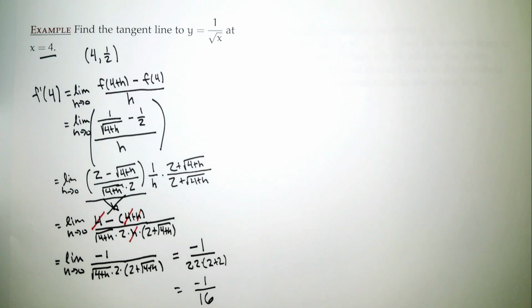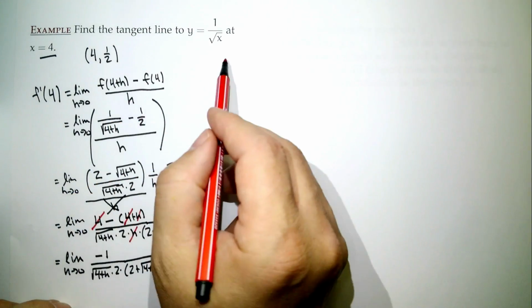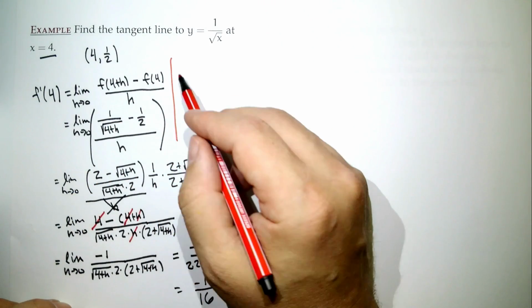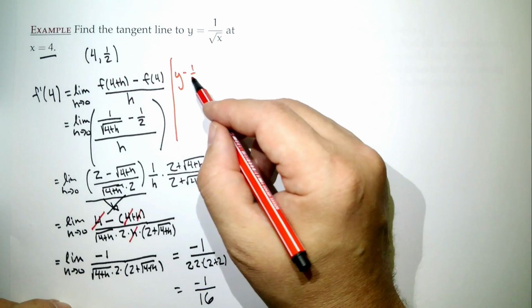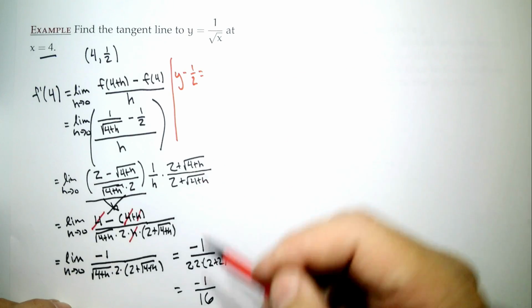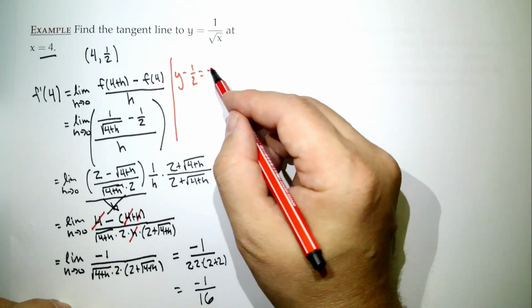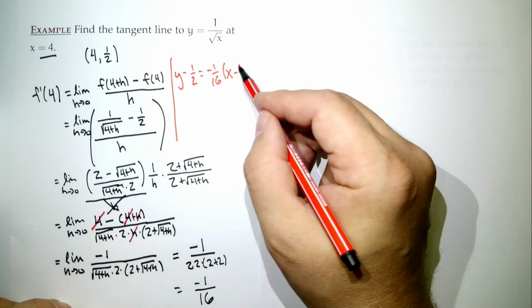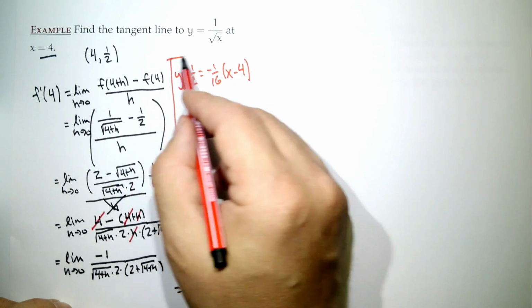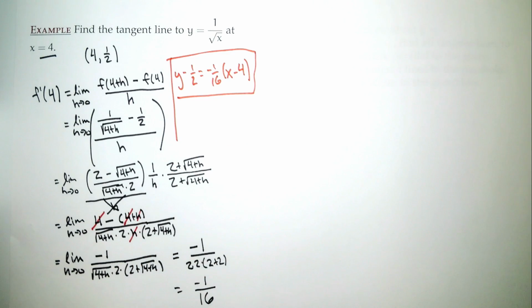But we're close because we have our slope and we have our point. And we put the two of them together. So y minus the y-coordinate, which is 1/2, is equal to our slope, minus 1 over 16, times x minus the x-coordinate, which is 4. And unless we're told to simplify, that's our answer. We don't have to go any further.